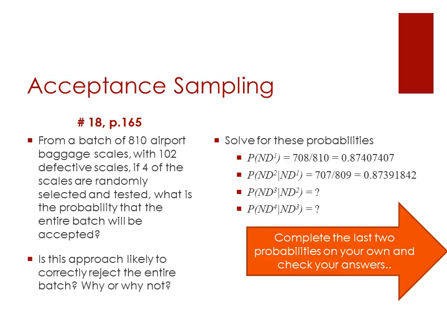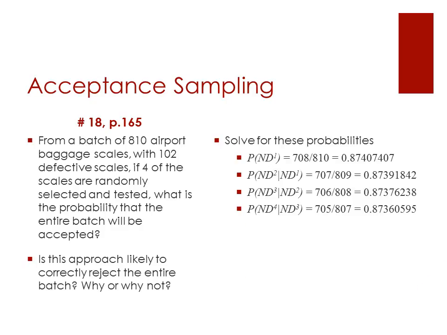Okay, now complete the last two probabilities on your own, and pause the video while you do that. When you've got those solved following the pattern we've just looked at here, then move on to the next slide to check the answer. Okay, so these are what you should have come out with for your 4 probabilities. So we've got 4 different samplings, 4 different events. Here are our probabilities for each of them.